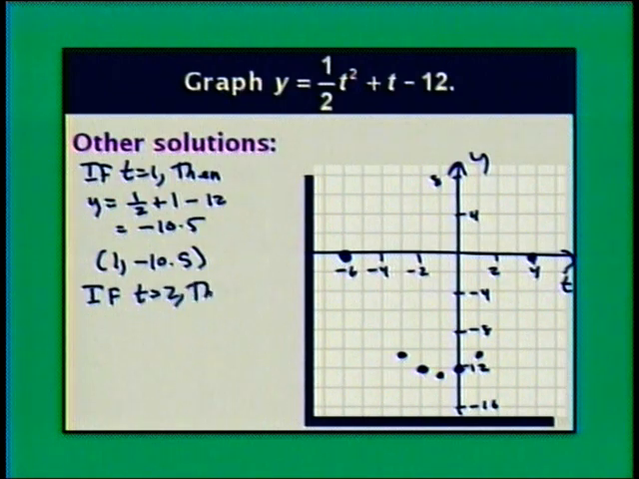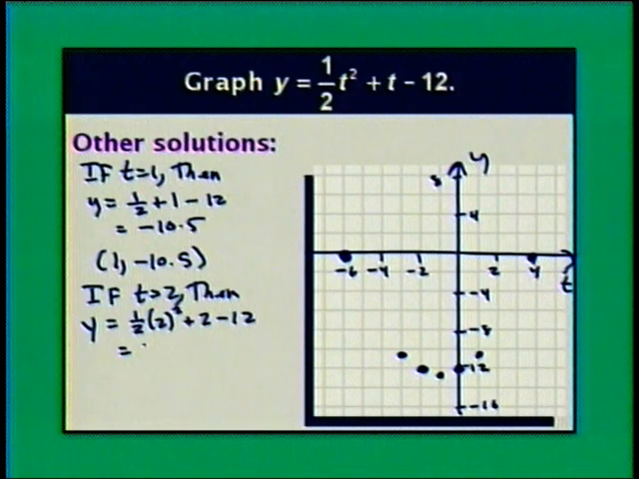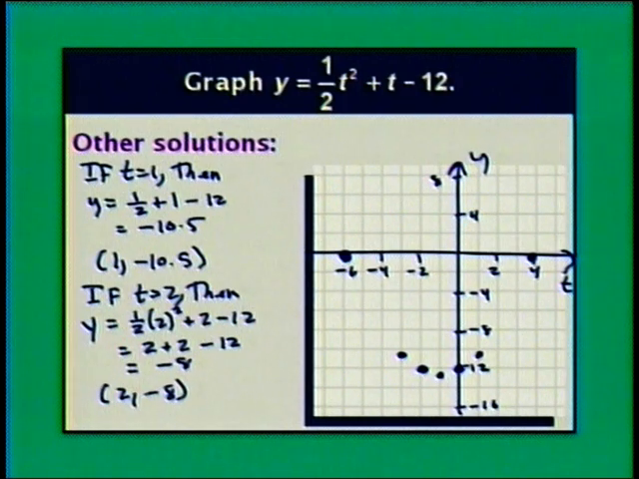If t equals 2, then y equals 1/2 times 2 squared plus 2 minus 12. So 1/2 of 2 squared, that's 1/2 of 4. That's 2 plus 2 minus 12, which is negative 8. So I have the point 2, negative 8 on my parabola. So 2, negative 8 is right here. Using symmetry, I'm also going to have a point 3 units to the left of the axis of symmetry with a y-coordinate of negative 8.